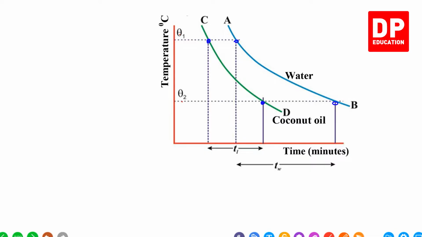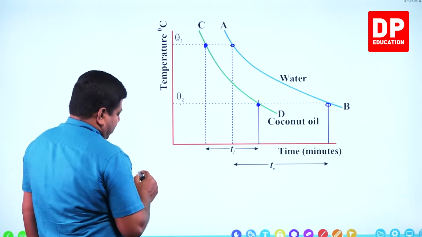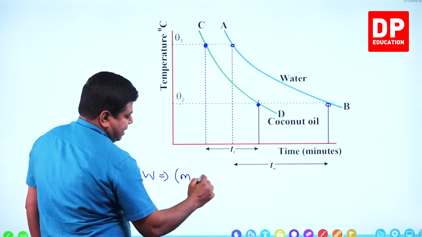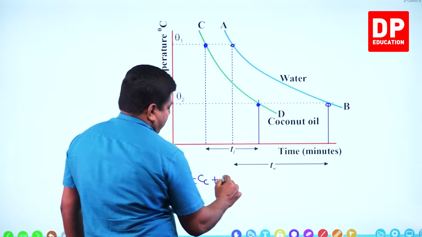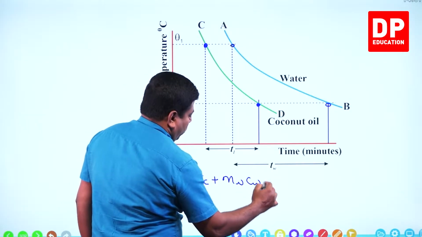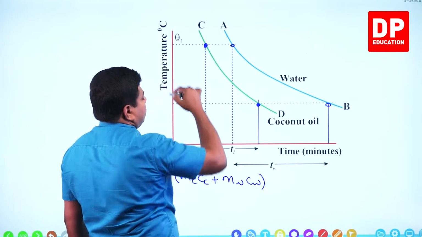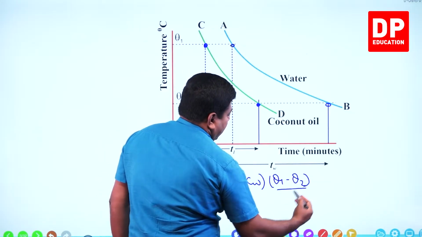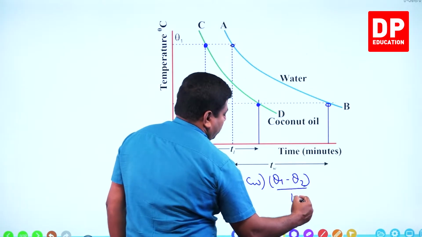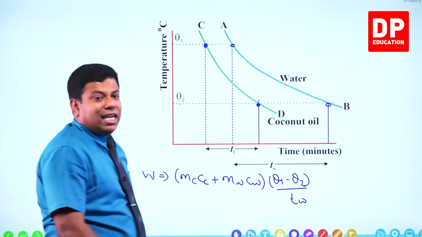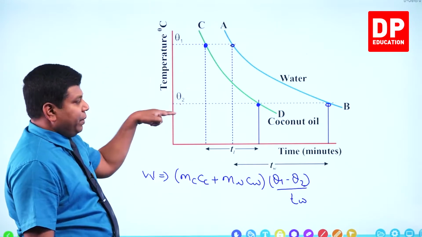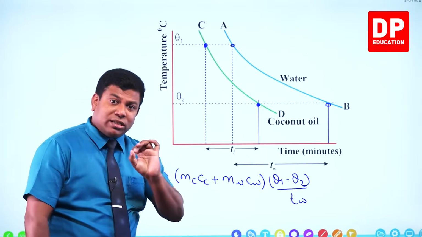Can you see? So I can write for water McCc plus mwcw, delta theta means it drops from theta 1 to theta 2, and the time it has taken for water, Tw. This is the heat loss rate, average heat loss rate within this gap.